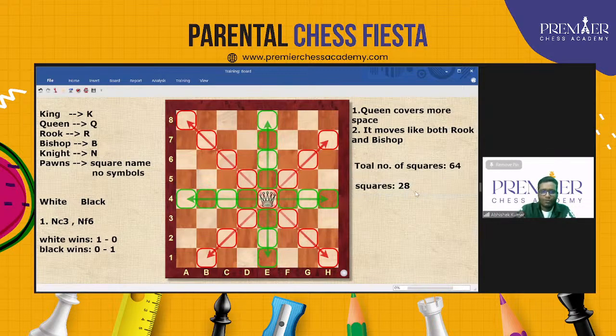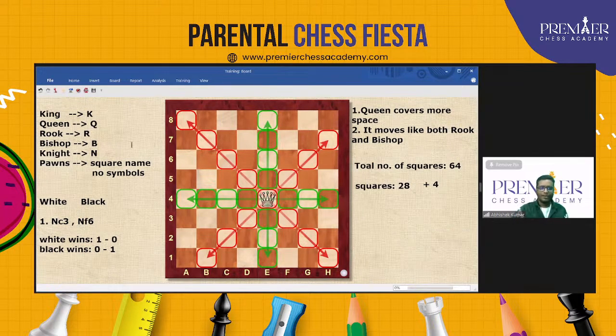If we add 4 more squares to this number, it will be 32 squares that the queen alone is covering. Can we say a lone queen can cover almost half of the chessboard? Just 4 more plus 4 results in 32 squares, which is half of the entire chessboard. So a single queen can cover half of the chessboard just by itself. That is why we say the queen is the strongest piece.